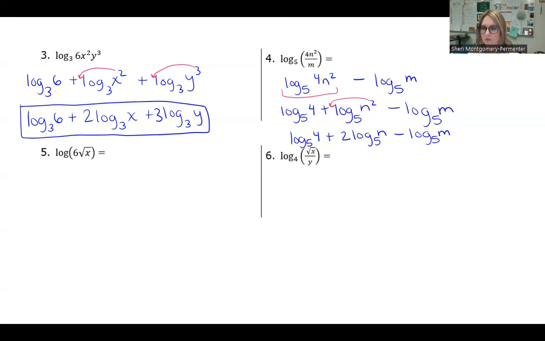We are not solving anything. All we're doing is expanding. So here, it's not expanded, it's all condensed, it's all together. So first thing I can do is split it up. It was dividing. So when you divide, you subtract.